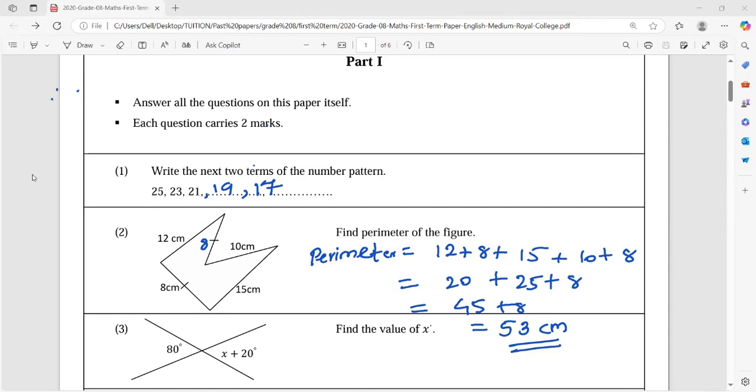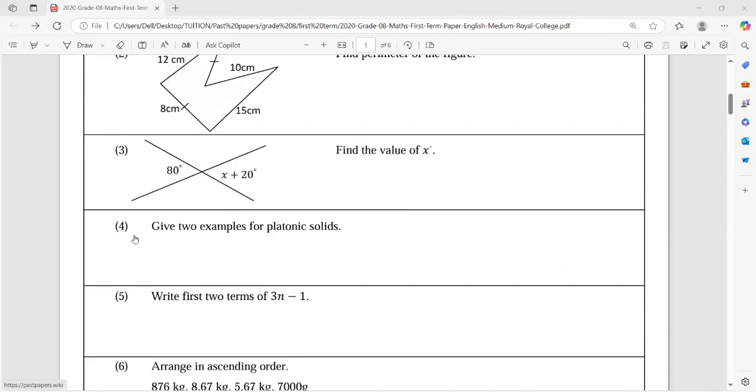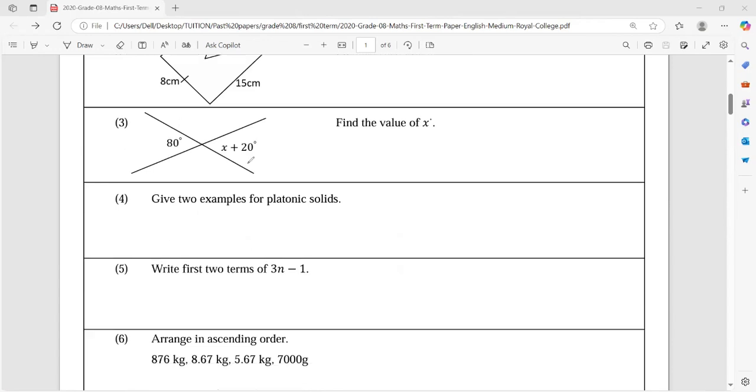Okay, now we are going to question number 3. Find the x. And here, these two angles are equal because they are vertically opposite angles. So you can build up the equation like 80 is equal to x plus 20. So x is equal to 80 minus 20, right? So you can get x is equal to 60 degrees, right?